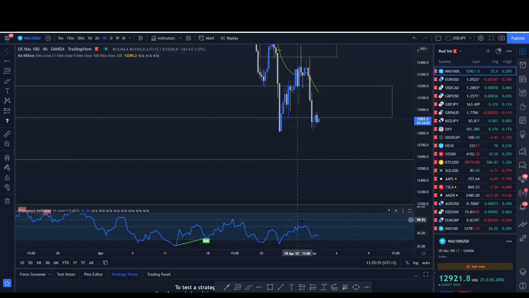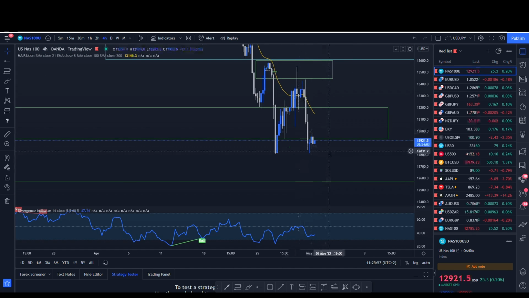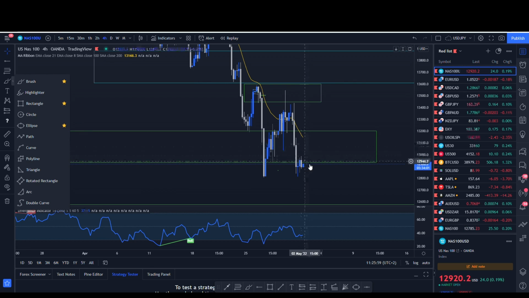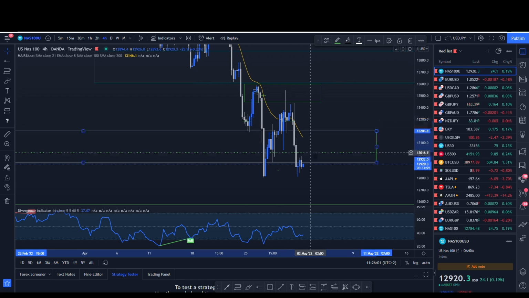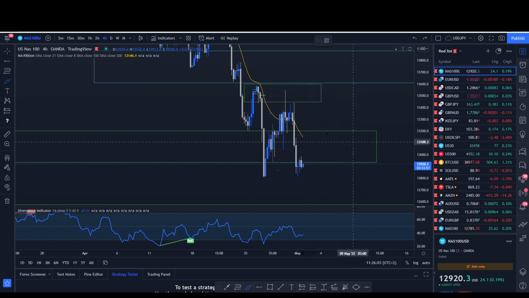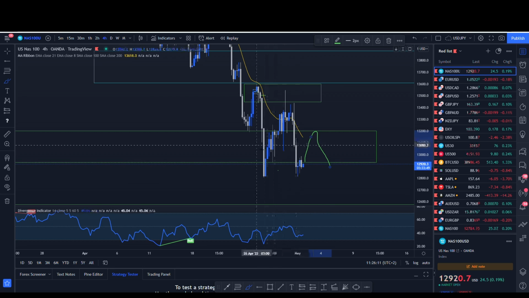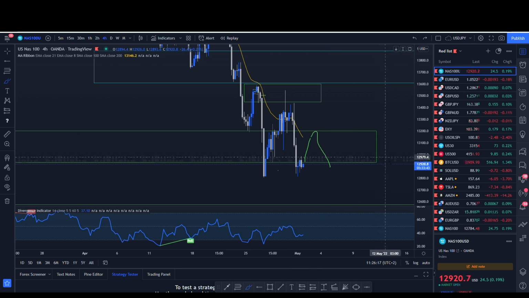Here you can see now NAS is going upside. We will touch this line, we'll come up here, touch this area or come up into this area, and fall. So somewhere between here and the top of the rectangle there, that's where we're going to pull back to. That's what I'm waiting for.